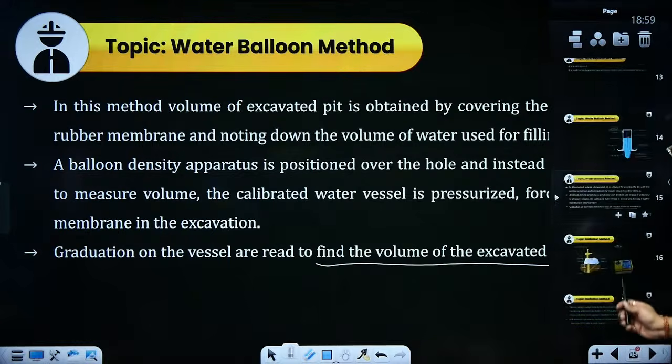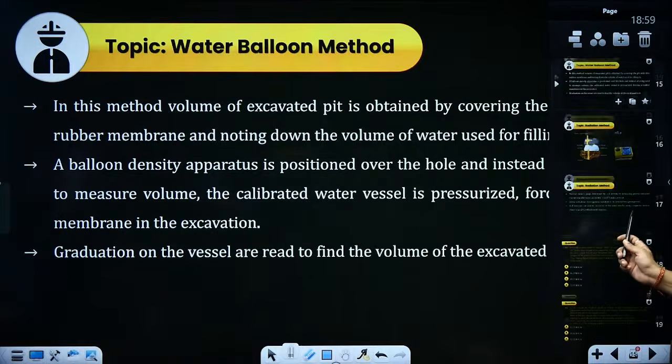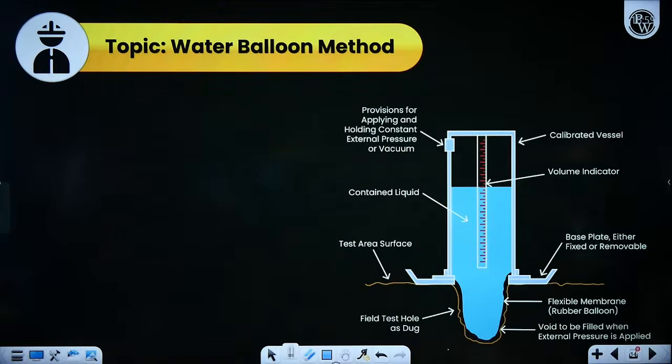Okay, got it? This was my water balloon method. Now, let us solve some questions on these concepts.